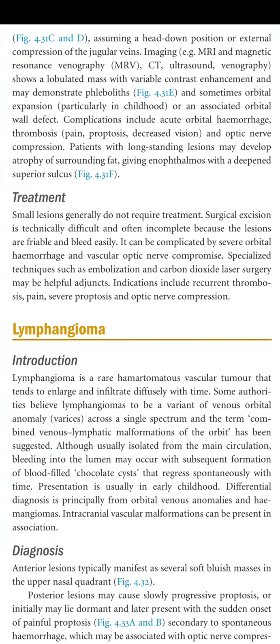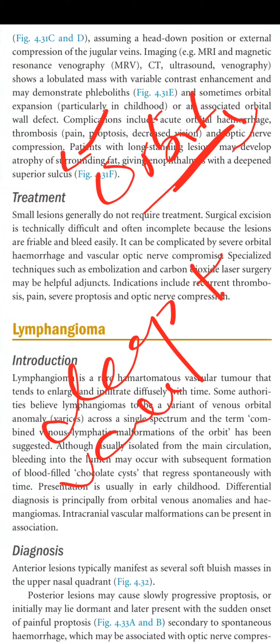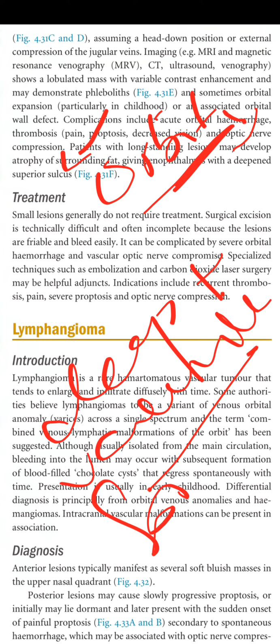Treatment. Small lesions generally do not require treatment. Surgical excision is technically difficult and often incomplete because the lesion is friable and bleeds easily. So remember that with these varices we are talking about the orbit, so it is not that superficial that you can excise at any time. It is present deep, first of all, and secondly it has vascular channels. So if you remove it, it can cause bleeding, and it is very difficult to remove.